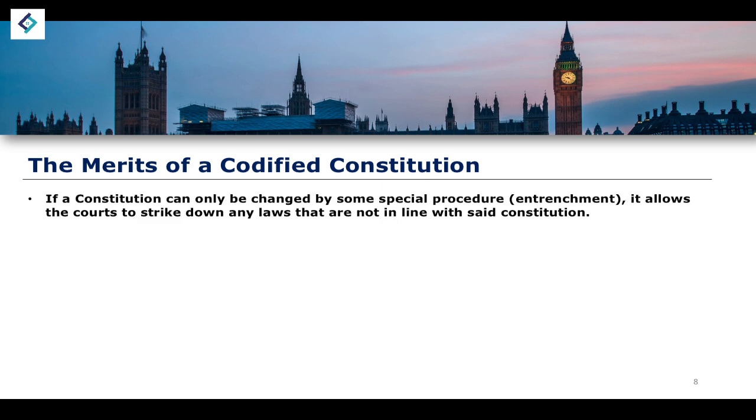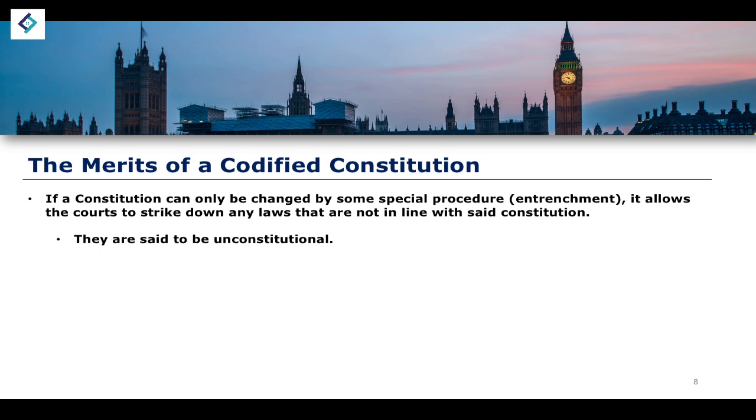If a constitution can only be changed by some special procedure, i.e. the principles therein are entrenched, then what this allows is for courts to strike down any laws that are not in line with said constitution. It provides a single base of justification and authority for a judiciary to cite when thinking about laws that are passed that are subordinate to the US Constitution, for example. So this is where we look at the idea of certain laws being unconstitutional.